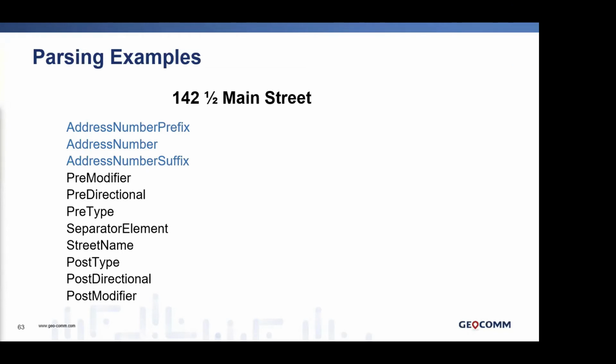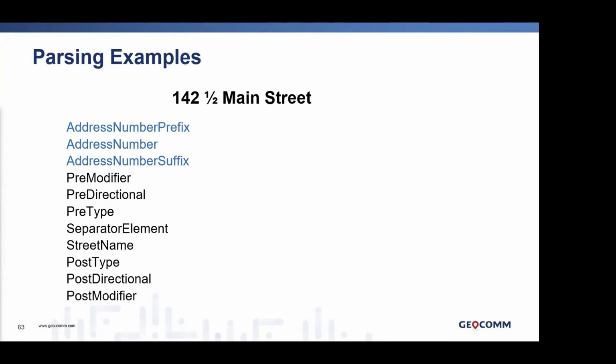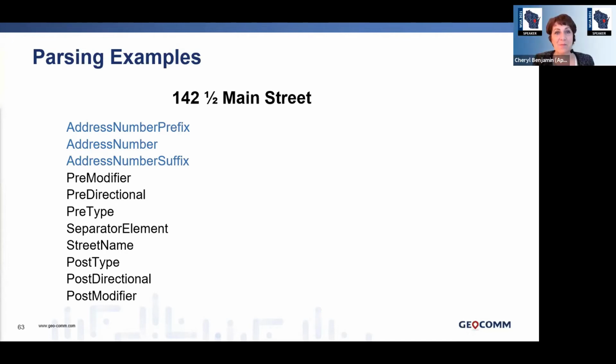See, now normally I would be in the classroom and I would walk up to someone and I would just ask you. So I do a lot of NENA work groups. Address number suffix. Okay, 142 is the address number. That's correct. And then the half would go into the address number suffix. So if I go to the next screen, you can see how that's broken out. And Main Street should be very familiar to you. You have Main would go into street name and your post type is street.